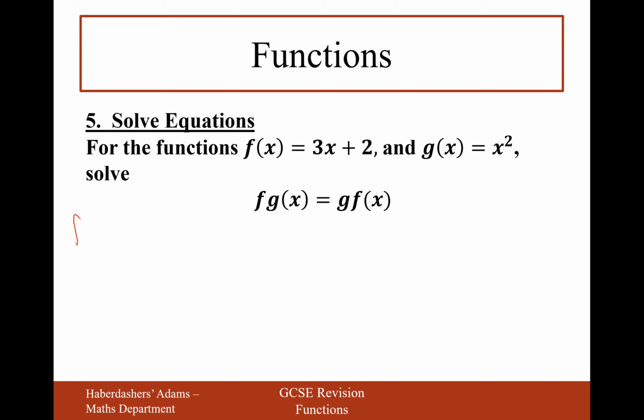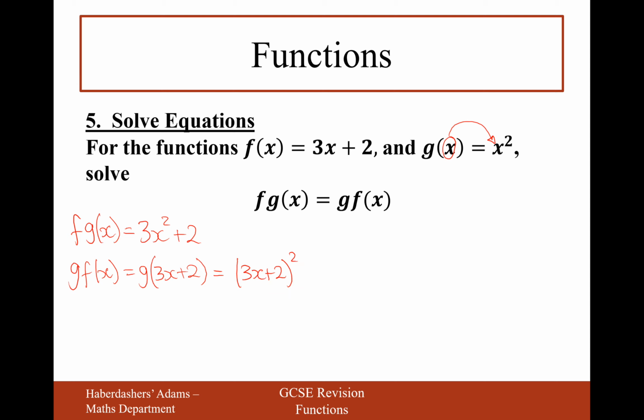Alright then, let's give this one a go. So the left hand side, fg of x, is going to equal, we had it before, didn't we? It was 3x squared plus 2. Now gf of x is slightly different. We do the f function first here, so that's going to be 3x plus 2. And then we put that inside the g function, so 3x plus 2 goes in as x into the g of x function, so it's going to be 3x plus 2, all being squared.